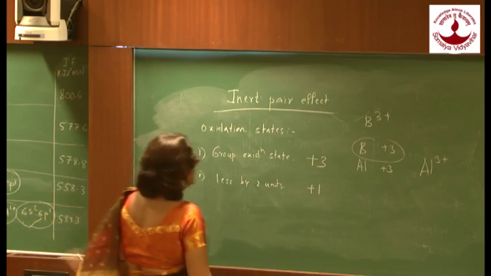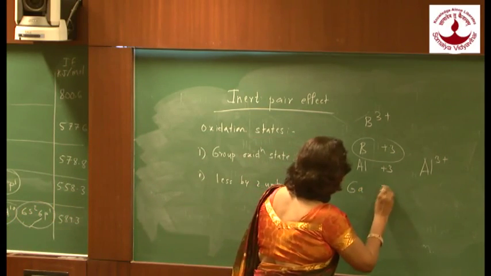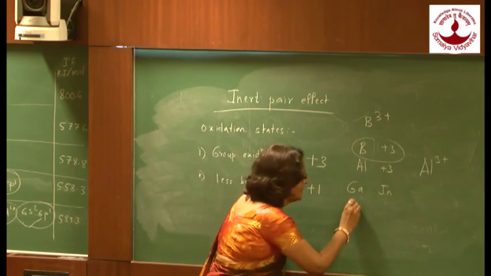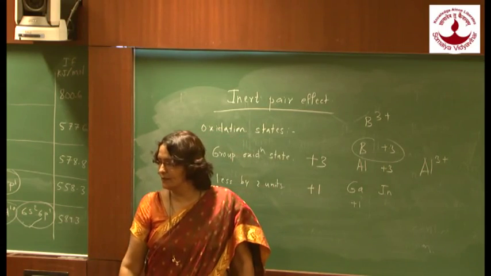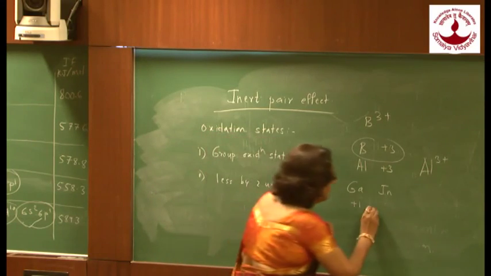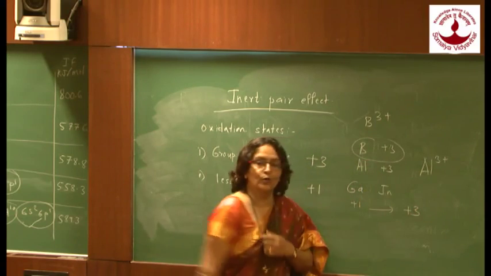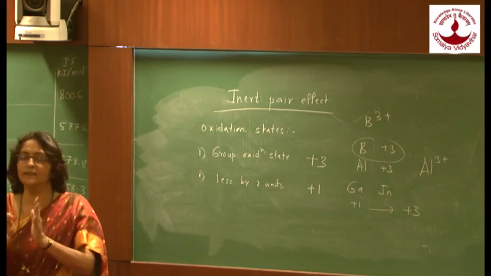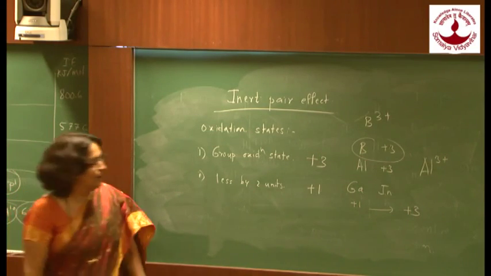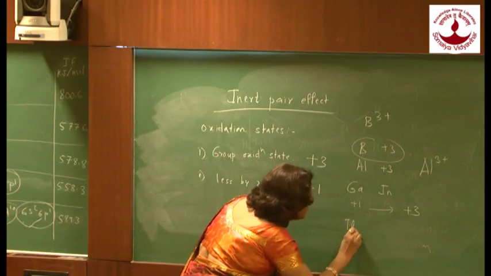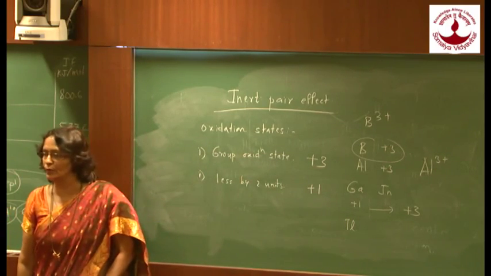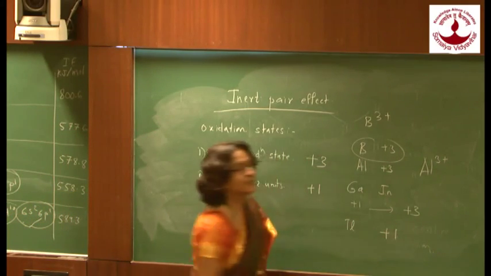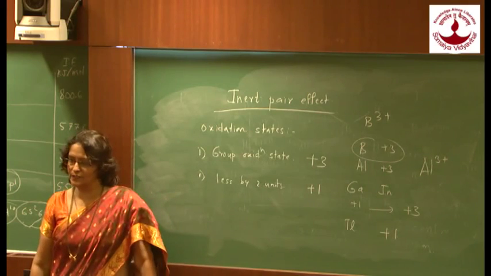Now when you consider other members of the group, gallium and indium, they do show some compounds which are in +1 oxidation state. But those compounds are immediately converted to compounds in which it is in +3 oxidation state. But when you consider the last member of the group, that is thallium, then it exists exclusively in +1 oxidation state.